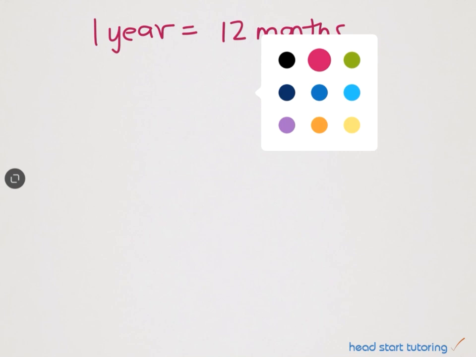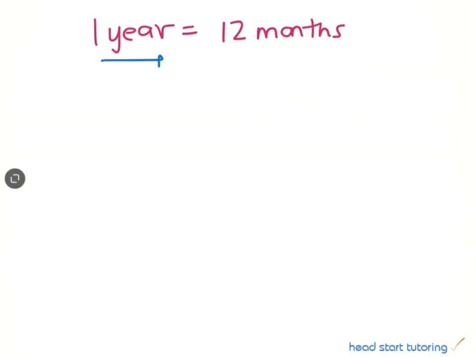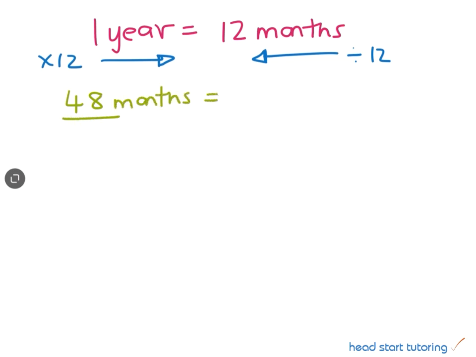One year is equal to 12 months. So when we are converting from years to months, we multiply by 12. And when we are converting from months to years, we divide by 12. So if I would like to work out how many years 48 months is, I need to divide my 48 by 12 to get an answer of 4 years.